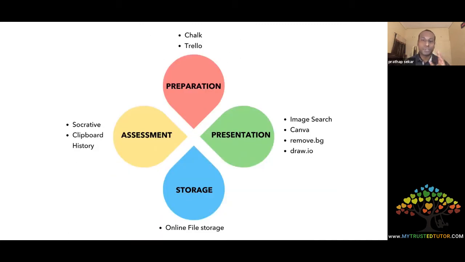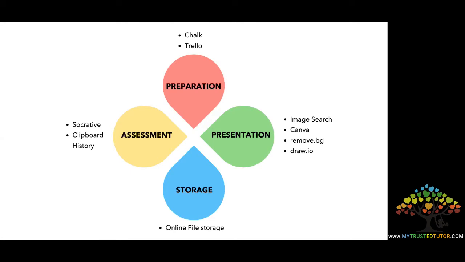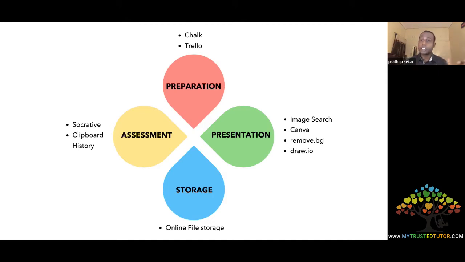Today's presentation, I divided into four sections: preparation, presentation, storage, and assessment. Under each of these sections, we're going to look at a few tools. From this point forward, all of our slides are going to be color coded. All the preparation slides are going to be orange, presentation slides will be green, storage is going to be blue, and assessment is going to be yellow, so that it gives you an indication of what we are talking about. We're also going to be looking at a few gray slides.